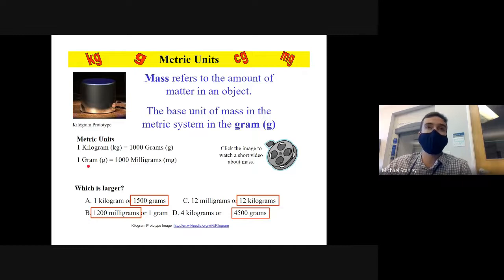And then gram, also pretty small. Think about a dime or a penny. Those probably weigh a couple grams each. You put 1,000 of them together and you get a kilogram. So again, 1,000 grams is a kilogram, and 1/1,000th of a gram is a milligram. We have kg for kilogram, g for gram, and mg for milligram. And these all have to do with mass, with weight.